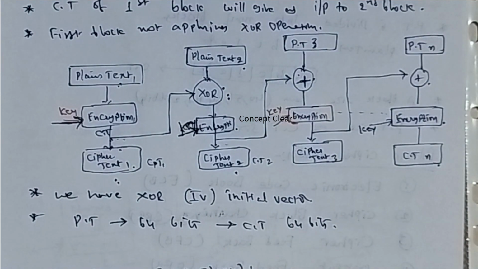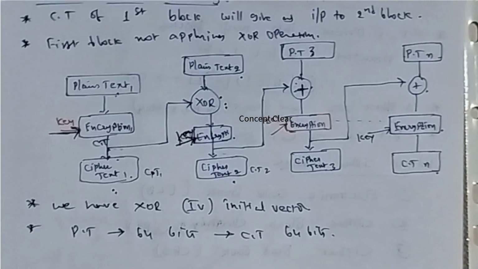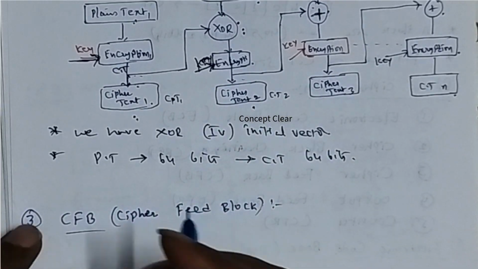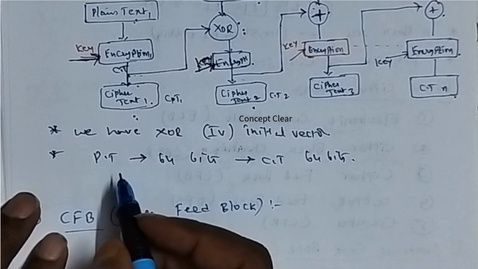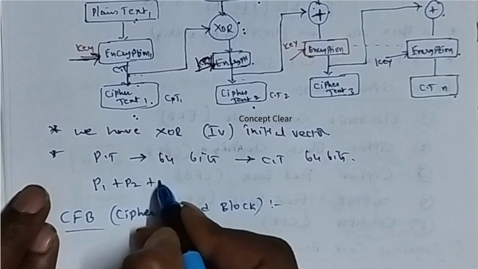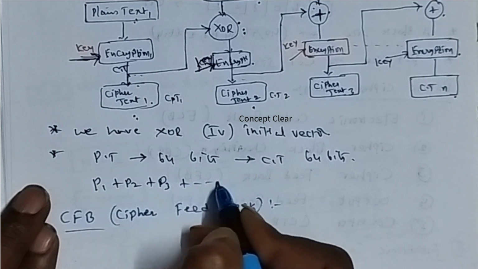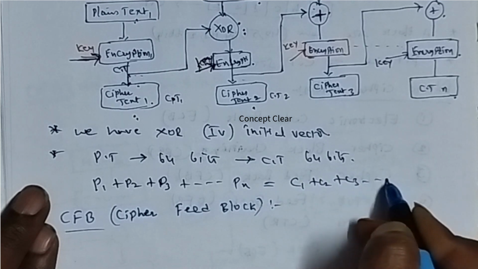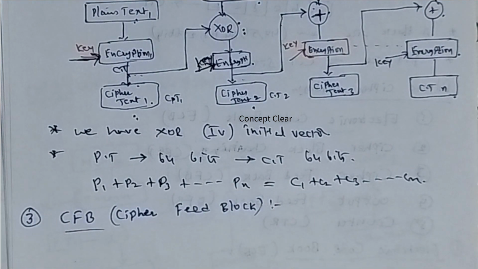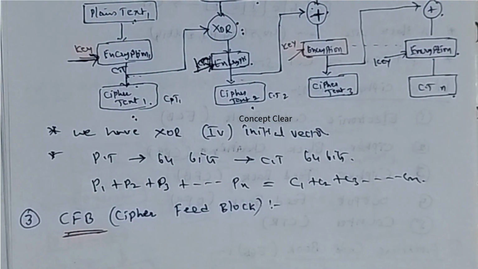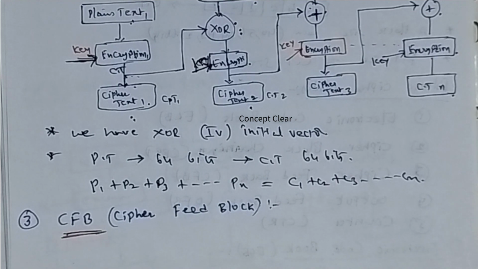Why? Because in a block cipher, whatever the original size is, the same size we get as the ciphertext. What is the original plain text size? The same size we get as the ciphertext. And finally, after completion of all the blocks, P1 plus P2 plus P3 and so on equals C1 plus C2 plus C3 up to Cn. This is the ciphertext.